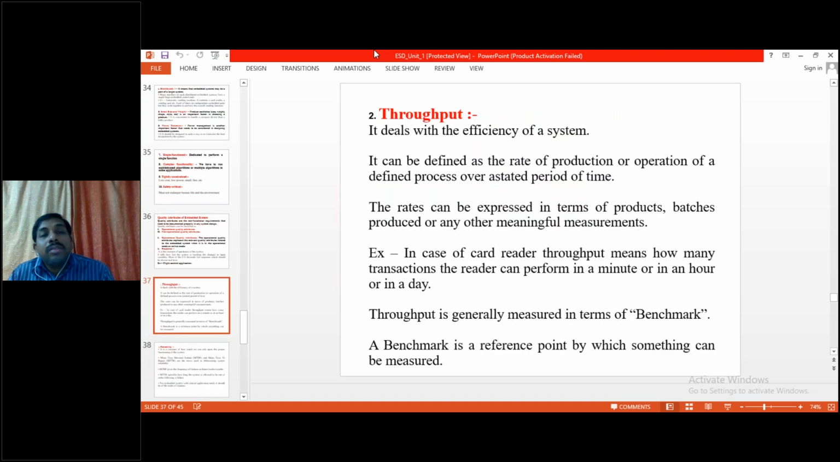Throughput means the output of any embedded system. Embedded system throughput deals with the efficiency of a system. On the industry side, you can analyze it as a rate of production of a defined process over a stipulated period of time, the number of products produced. In case of a card reader, it is the number of transactions you can perform in a minute or in a day. Throughput is generally measured in terms of a benchmark, and a benchmark is a reference point. If it is crossing that reference point, we see that our embedded system has a good throughput. If it is not up to the benchmark, then that embedded system is not preferred, its throughput is less.